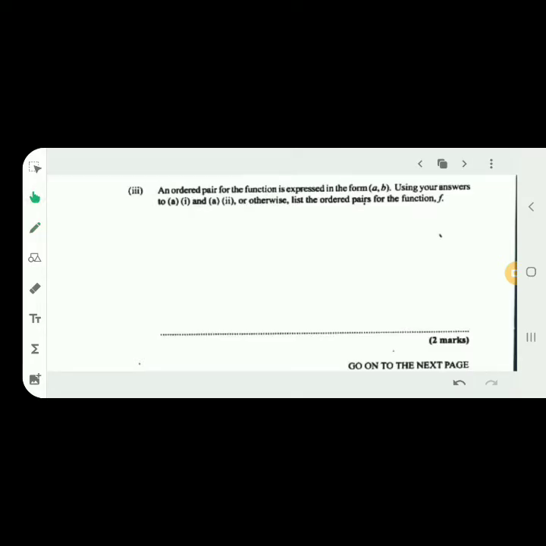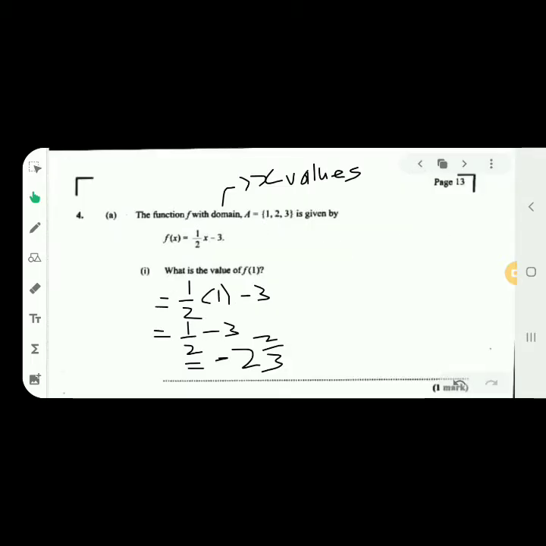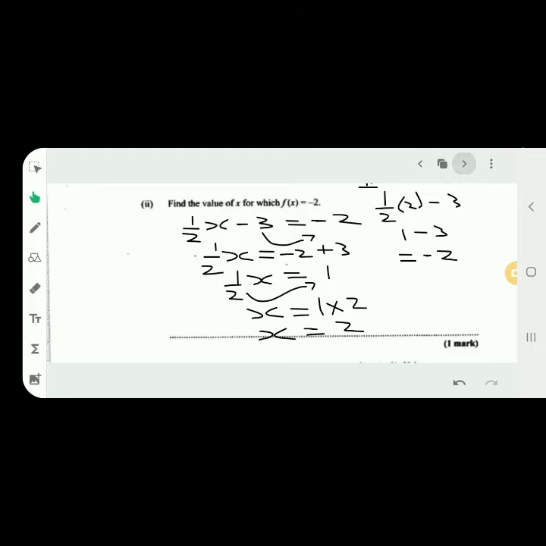Question 3. An ordered pair for the function is expressed in the form (a, b). Using your answers to part 1 and part 2 or otherwise, list the ordered pairs for the function f. So this is where our knowledge of the fact that domain stands for x values comes into play here. If we're going to list the ordered pairs for f, we're going to have to list all the coordinates using our x values here.